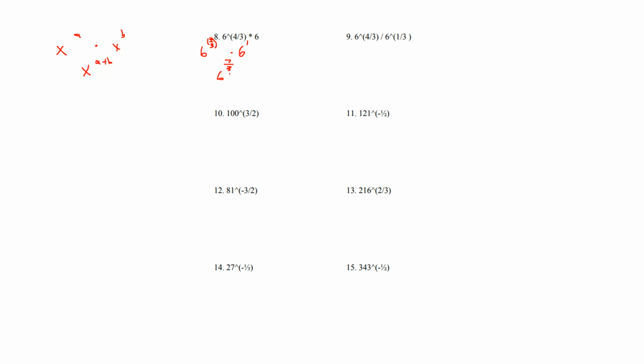But 6 to the power of 7 over 3 can also be split up into 6 to the power of 6 over 3 times 6 to the power of 1 over 3. And 6 over 3 is just 2. So it's 6 squared times 6 to the power of 1 over 3, which means that this is 36 times 6 to the power of 1 over 3.